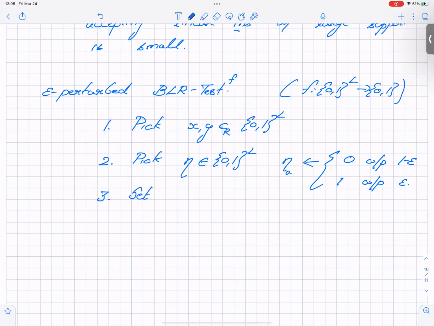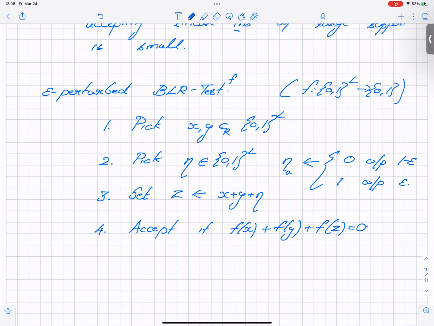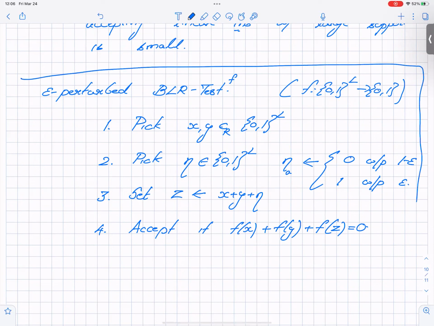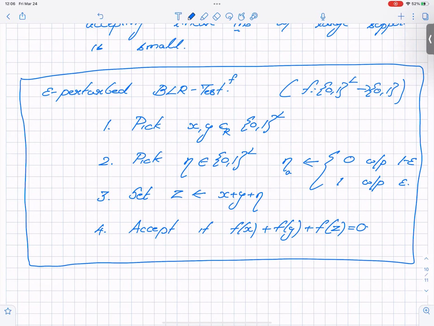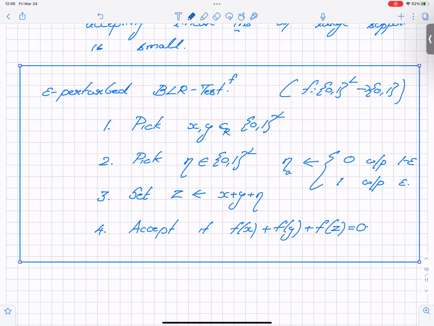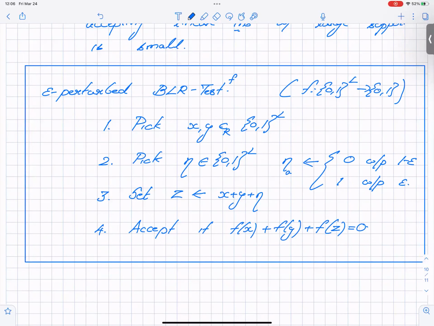Previously, we were setting z to be equal to x plus y, but now we set it to be x plus y plus eta. Then accept if f of x plus f of y plus f of z is c. That should be the epsilon perturbed BLR test.